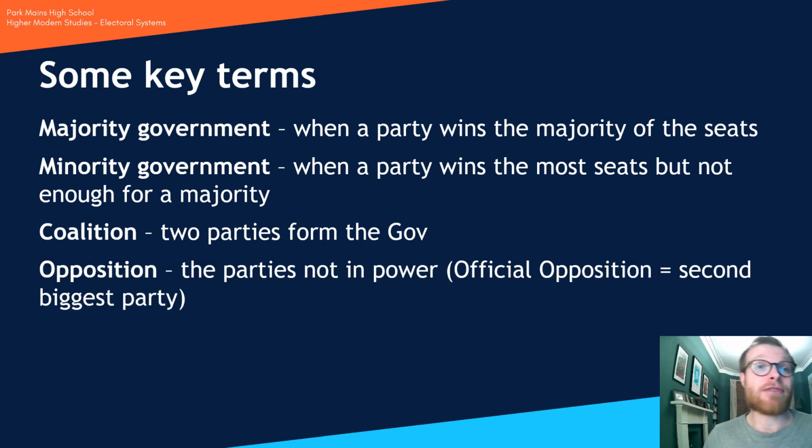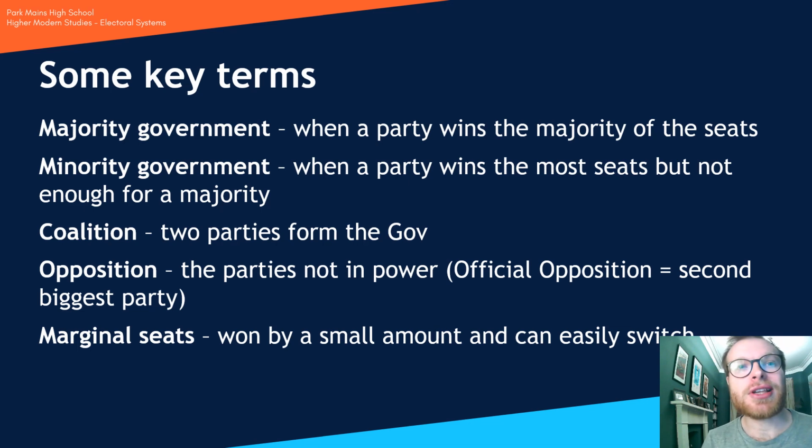Opposition is the name that's given to the parties that aren't in power. The official opposition is the second biggest party in the UK Parliament, so that's the Labour Party just now. So Keir Starmer, leader of the Labour Party, is the leader of Her Majesty's opposition, because they are the biggest party outside the one that's in government. So the opposition is just the party that opposes the government. They sit on the opposite benches in the House of Commons, the opposition benches.